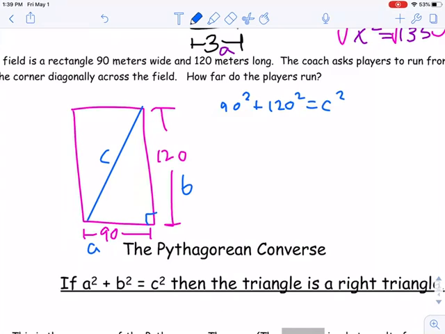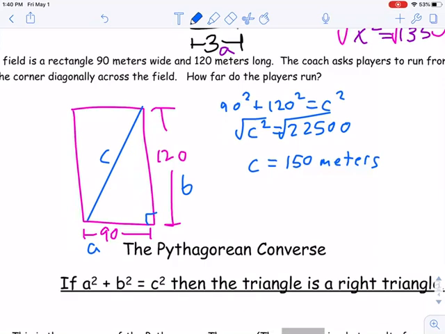These are some big numbers. I'm just going to plug them all into my calculator. C squared is going to equal 22,500. But we're going to take the square root of both sides. Oh, it comes out to a nice clean number, 150 meters. That's how long you would run corner to corner. Pretty interesting stuff right there.